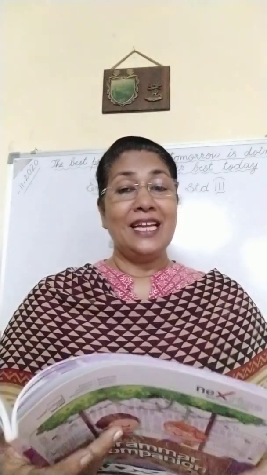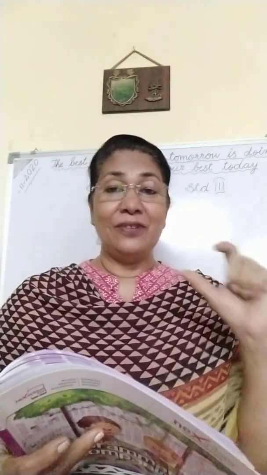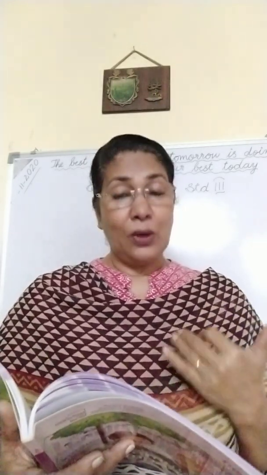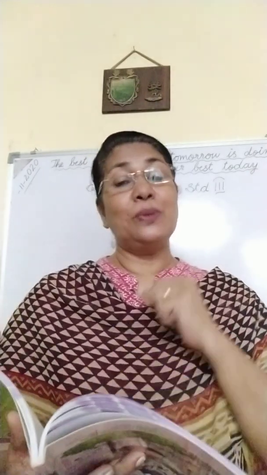Carefully read this. When a comparison is made among many persons, animals or things, the adjective is formed by est. See, the first one we were comparing with the two. We use the form er with the adjective. Now here, when you are comparing among many persons, animals or things, it changes into est. Big will become biggest.